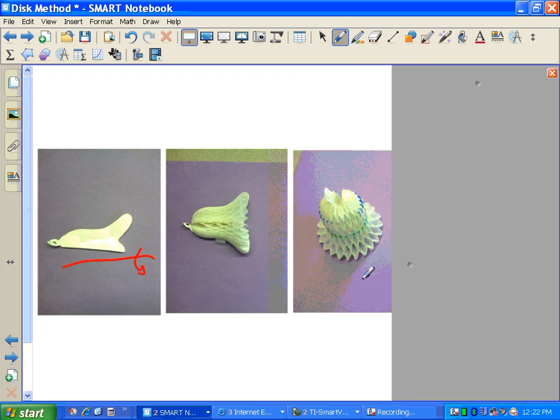Okay, here's the three-dimensional object again. It's the wedding bell. These are actually from my wedding. I got married. Don't ask.